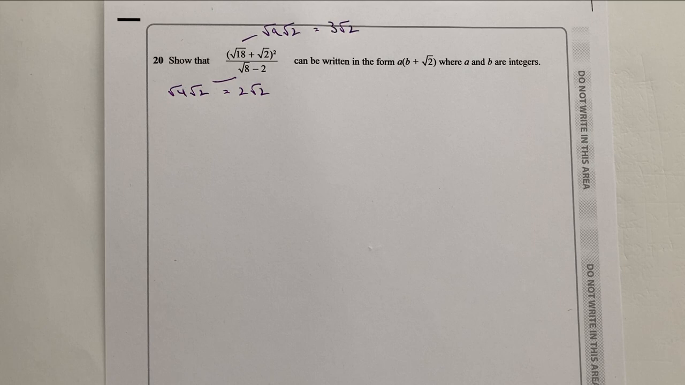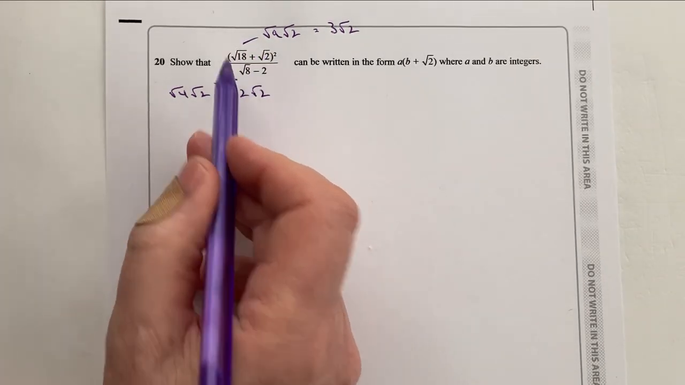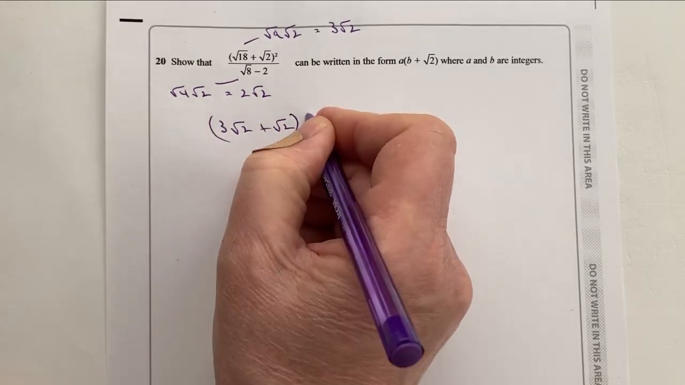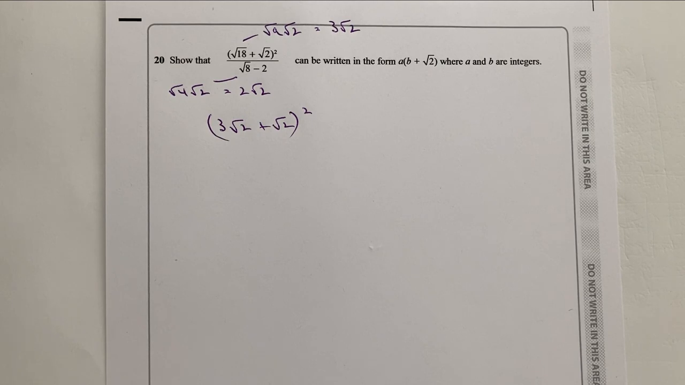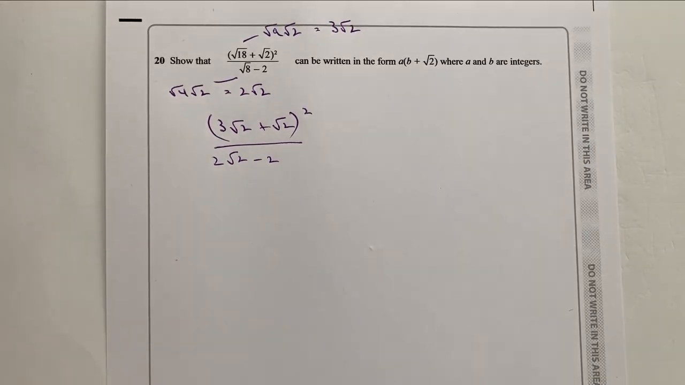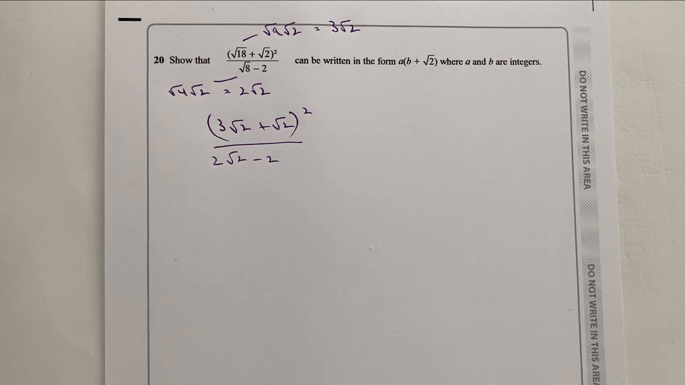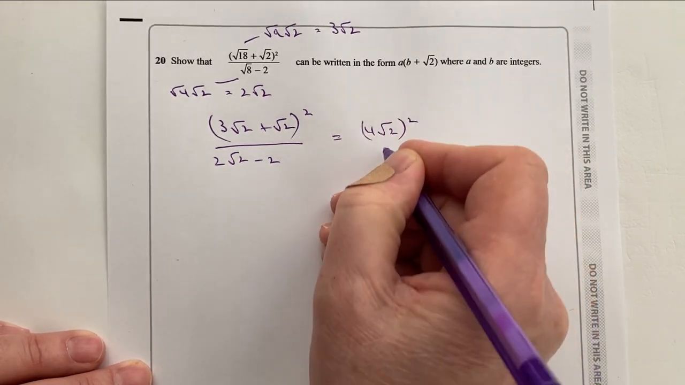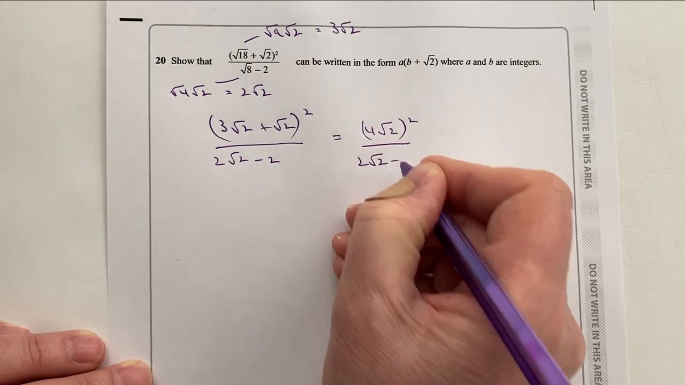So now I've got everything out in a root 2 format, and it possibly makes my life a little bit easier. I'm not entirely sure it will, but possibly. So let's change this, and I can write that as 3 root 2 plus root 2. Well, that's good because that's (4 root 2) squared. I'll write that all out in a minute for you. The bottom one, I'm going to write as 2 root 2 minus 2. The top, as I mentioned, 3 root 2 plus root 2 is going to equal 4 root 2, and I'm going to square that. I'm going to divide that by 2 root 2 minus 2.